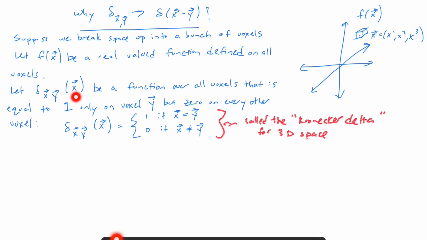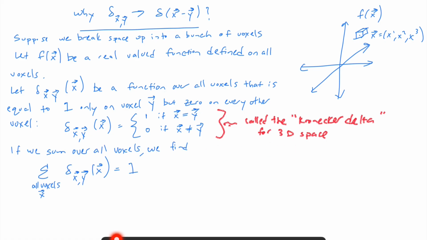It's a function of all voxels x, and I usually put a comma here, which I apologize I don't have. Just throw that in right now. If x happens to be equal to y, it's 1. If you're talking about any other voxel other than y, then it's equal to 0. And that's how we write that over here. You can call this the Kronecker delta function, let's say, for a three-dimensional space.